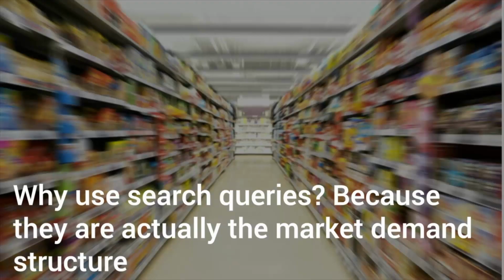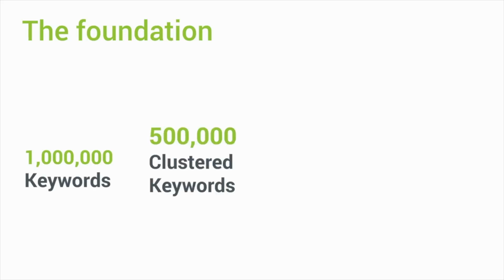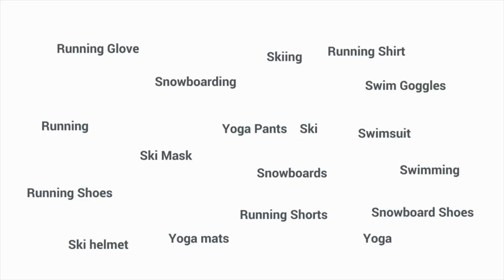Let me show you what we did for a big, well-known sports brand. We looked at 1 million keywords and clustered those keywords into 500,000. These clustered keywords were then put into 70 categories, and these categories contain 250,000 products. That gives you an idea of how we assembled it and put it together.